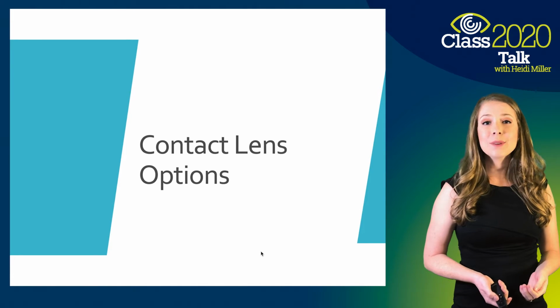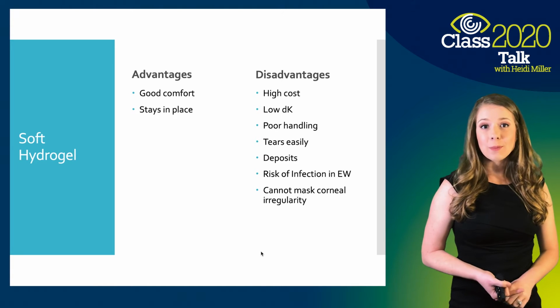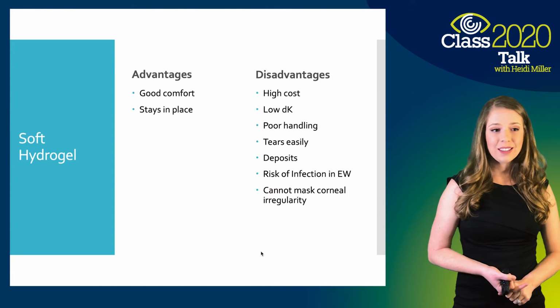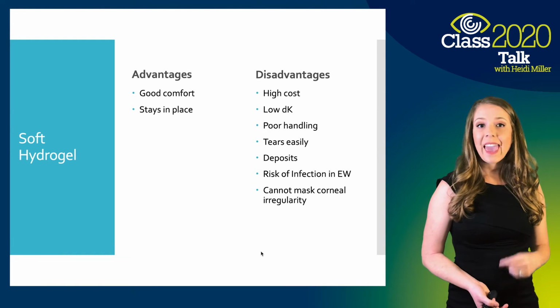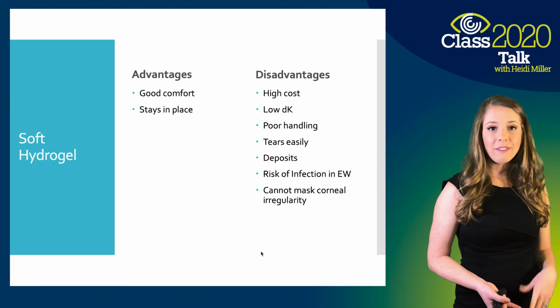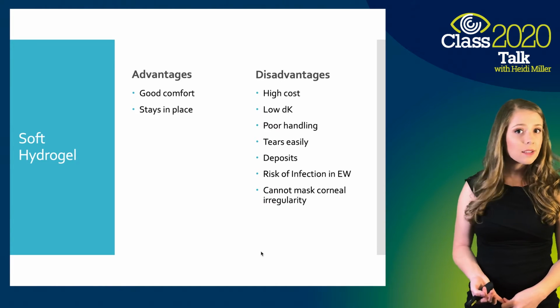Let's take a look at some contact lens options. Soft hydrogels are an option to treat pediatric patients. Some advantages with soft hydrogels are they're very comfortable and they're going to stay in place because they're a soft lens in the eye. Some disadvantages to think about are high cost.